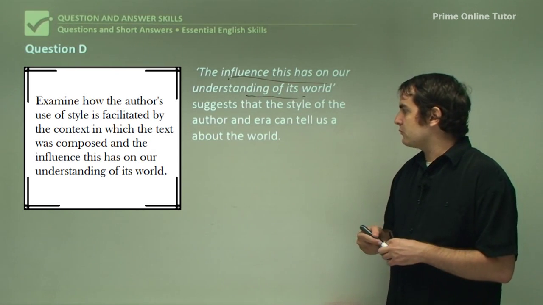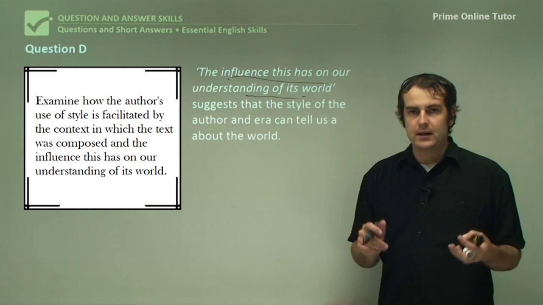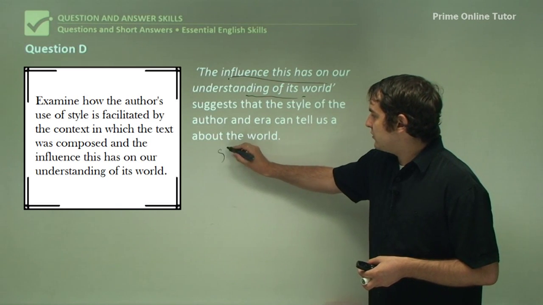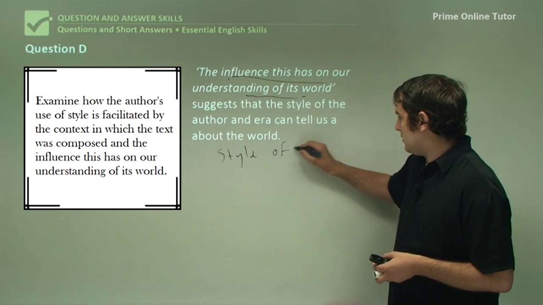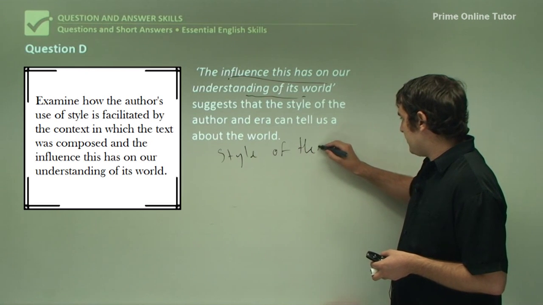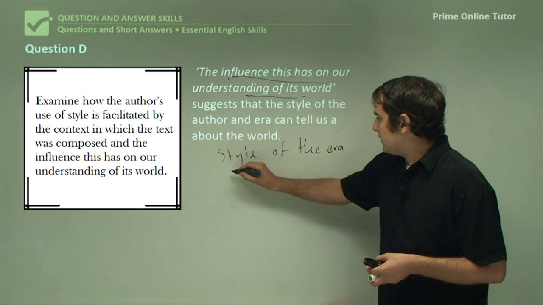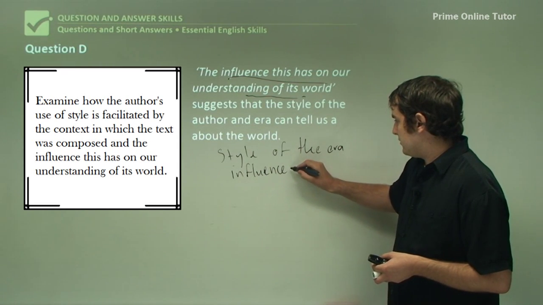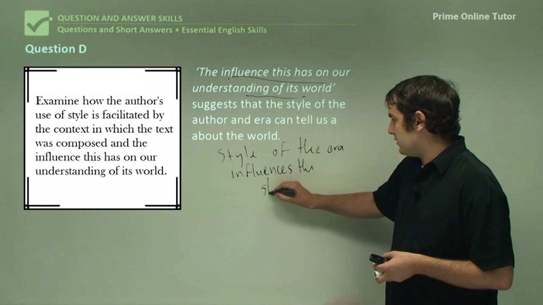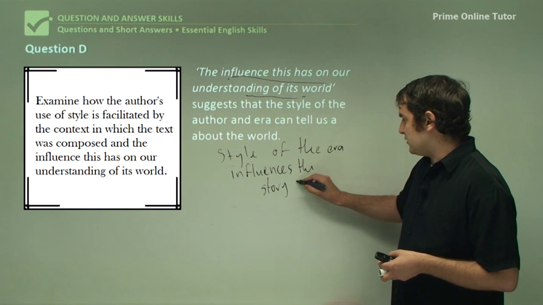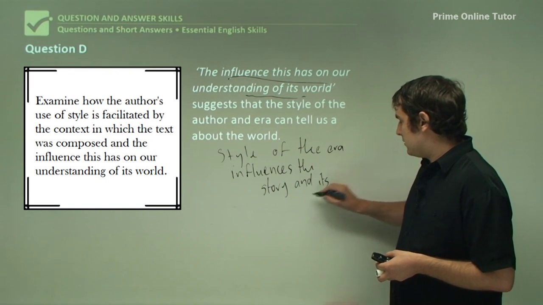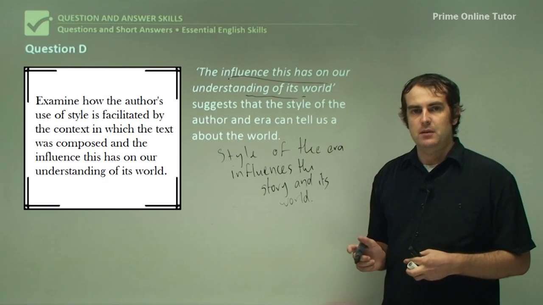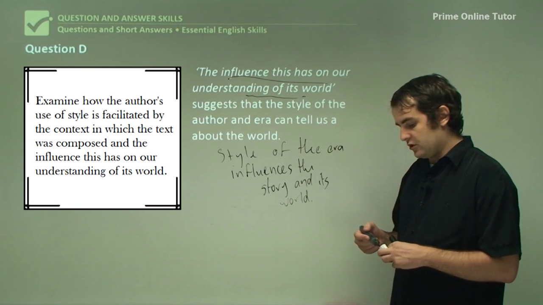So essentially what we can rephrase the question as, and if we'll make it simpler, is this: how the style of the era, apologise for my bad handwriting, influences the story and its world, basically. And in my introduction now, I would include that, because that's my definition. That's what I understand the question to mean.